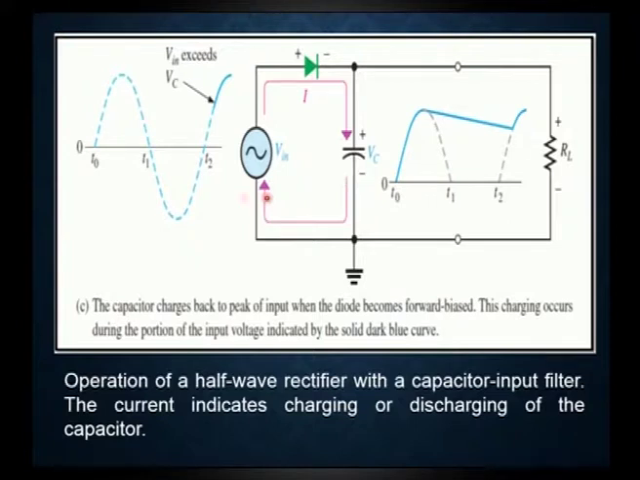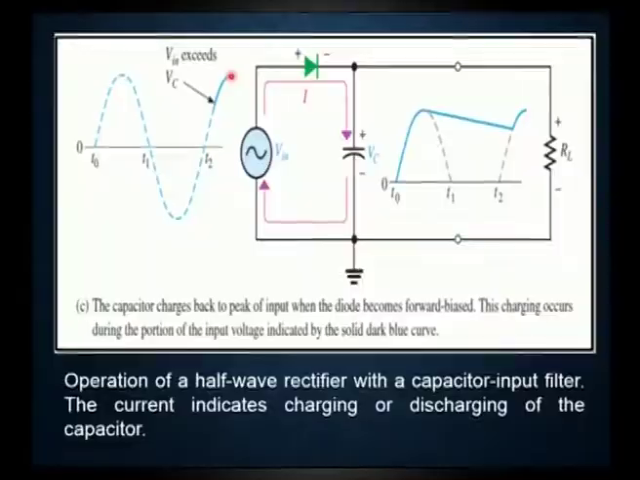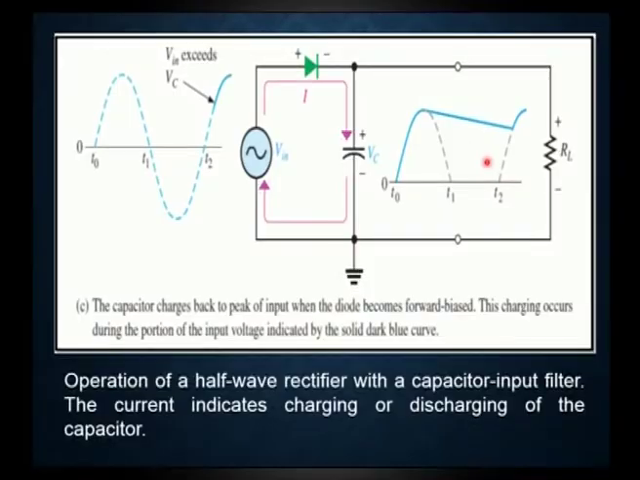After that, the capacitor charges back to the peak of the input when the diode becomes forward biased again. Once the input voltage reaches the peak input voltage again, the capacitor starts charging again. So, this charging again occurs in the output voltage during the portion of the input voltage indicated, and we can observe it as a solid dark blue color.